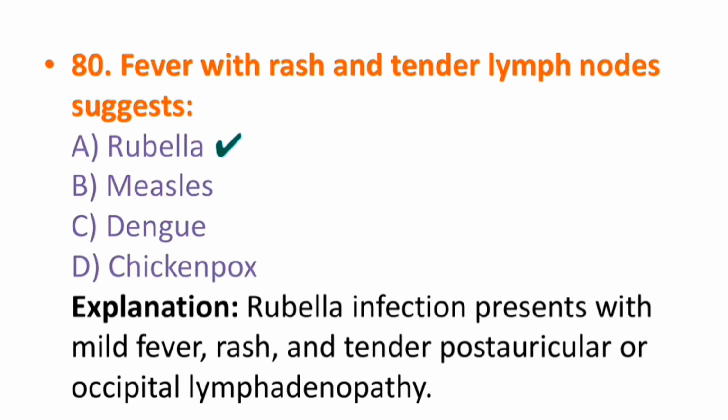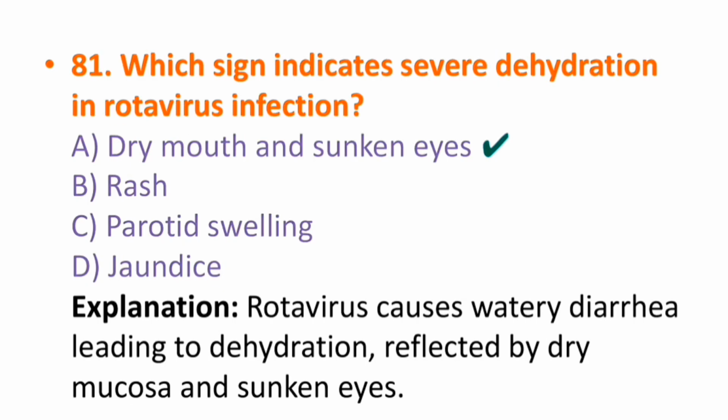Fever with rash and tender lymph nodes suggest option A rubella, option B measles, option C dengue, option D chickenpox. The correct answer is option A rubella. Rubella infection presents with mild fever, rash and tender post-auricular or occipital lymphadenopathy. Fever with rash and tender lymph nodes suggest rubella.